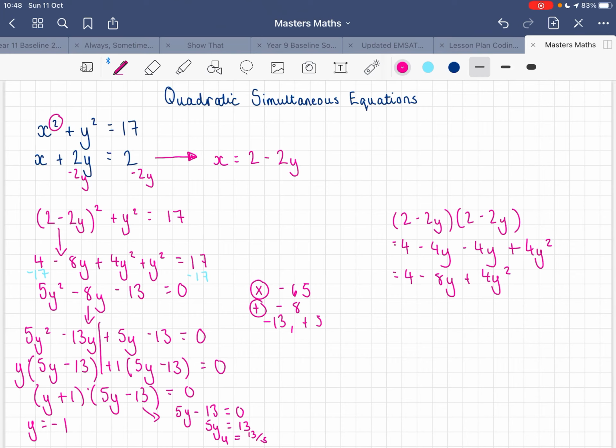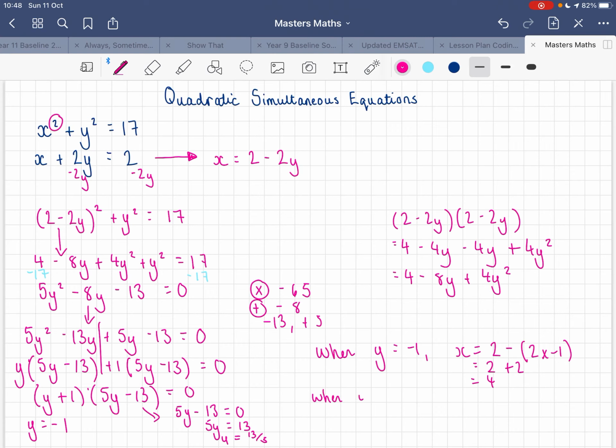So now we need to find the x. So I'm going to use the linear equation. I'm going to use this one, and I'm going to put in the two y's that we found. So when y equals negative 1, I'm using this form because it's already x equals 2 minus 2 times negative 1. So that's 2 minus minus 2, which is plus, so it equals 4.